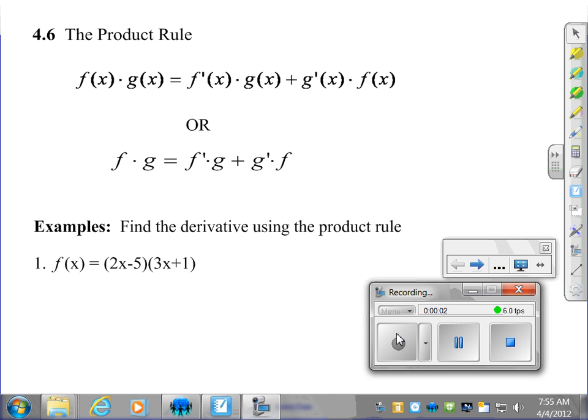Today we are going to look at another rule that will help us find the slope of the tangent line at any point, what we call the derivative. And today we're going to look at a product rule, which deals with questions where there are multiple factors and we don't want to multiply them out.